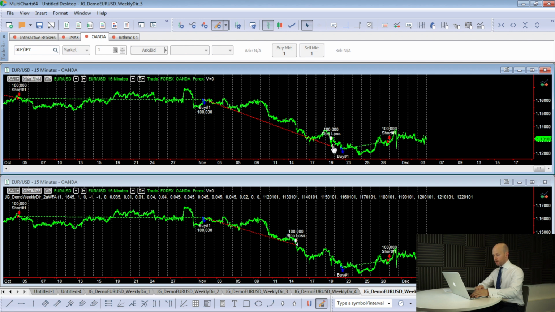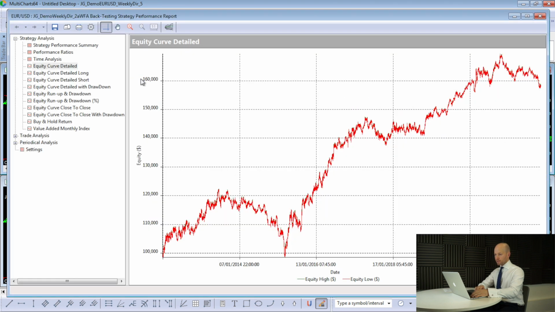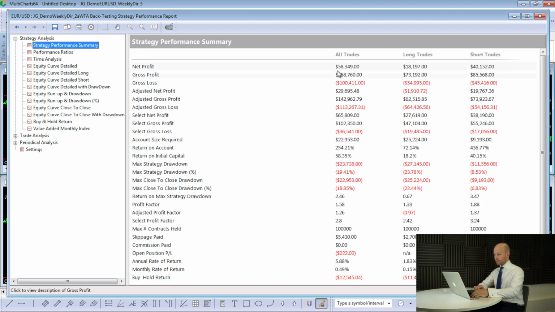So both charts are from January 2012 through to December 2021. Let's just refresh what the equity curve looks like using the fixed 350 pip stop loss, making 58,000 over that time.